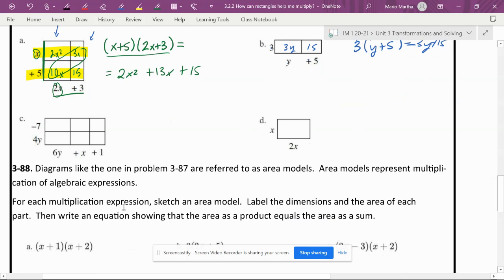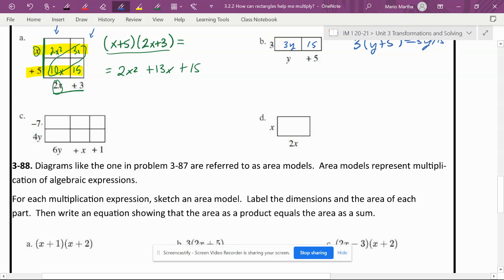For part C, again, we want to focus, remember, on negative 7 times all the numbers in the bottom right here. So let's start off with that. A negative times a positive is a negative. 7 times 6 is 42, and then y. Negative times a positive is again a negative, and 7 times x gives us 7x. Negative times a positive, again negative. 7 times 1 gives us, in total, negative 7.